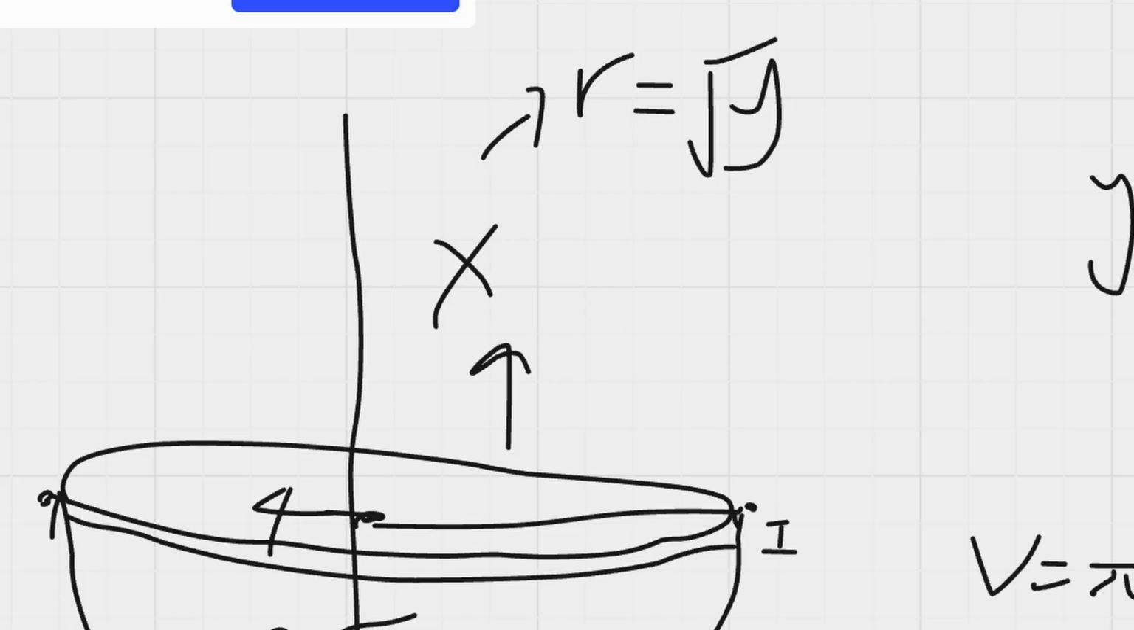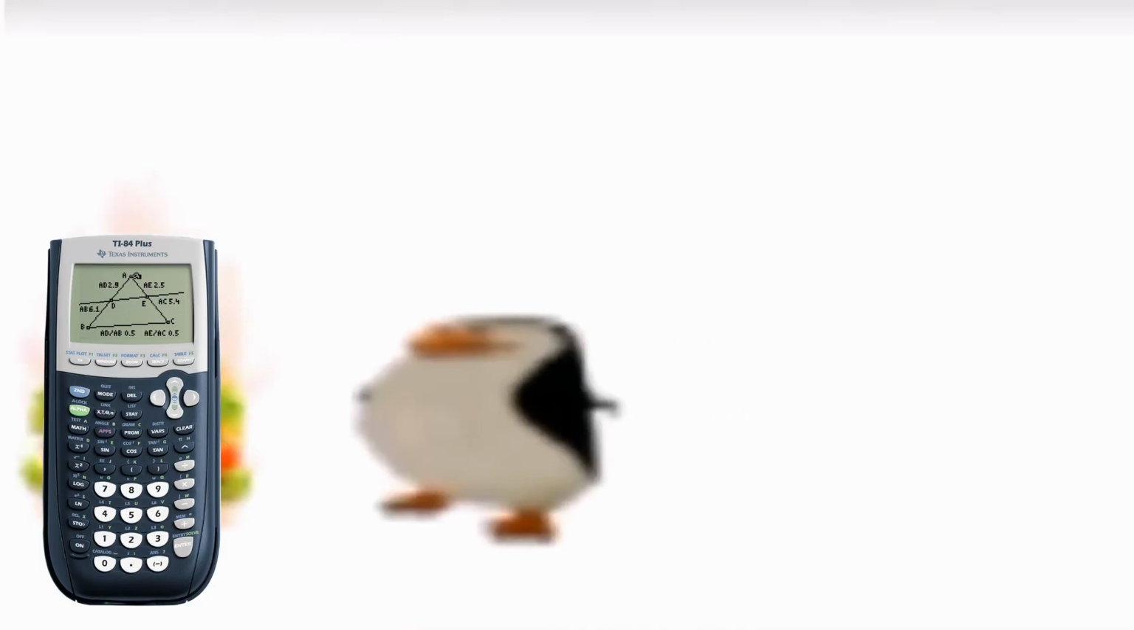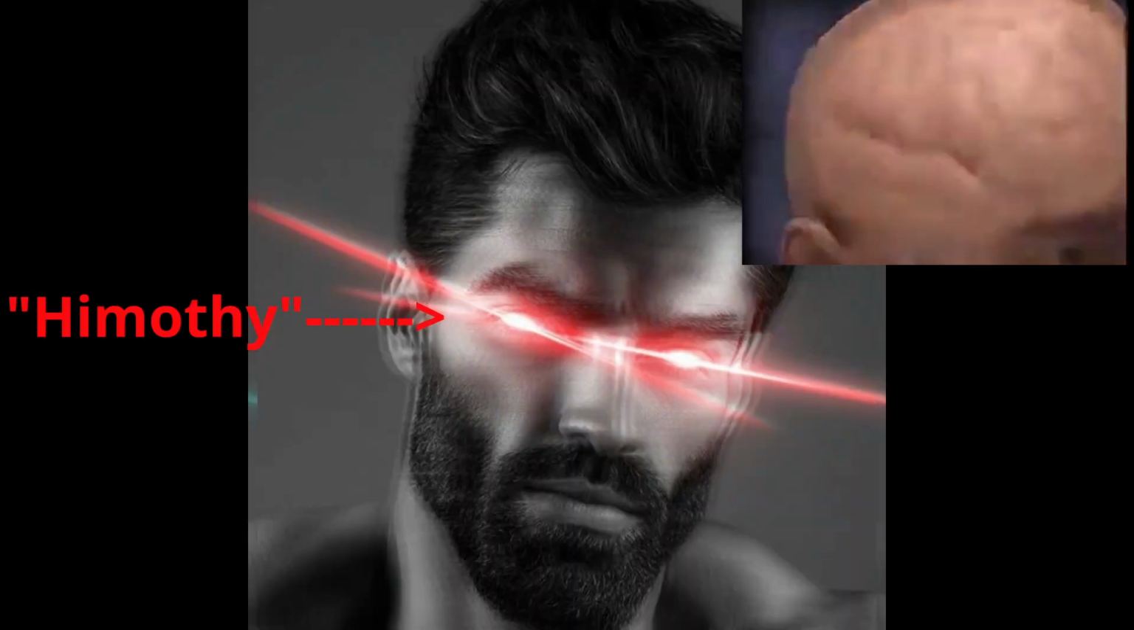Like the function of the cylinder, the integral of pi times from 0 to 2 of square root of y squared, dy, is used and thrown into your calculator. Or you can manually evaluate the integral yourself, but that wouldn't be so sigma. You are not here to calculate.